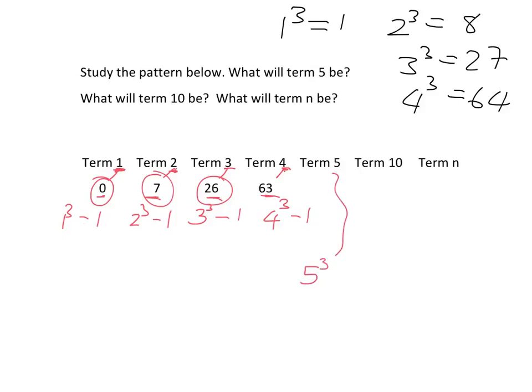So what will term 5 be? We take 5 cubed and we subtract 1. 5 cubed is 125, minus 1 is 124. For term 10, 10 cubed subtract 1. 10 cubed is 1,000. 1,000 minus 1 is equal to 999. And term n will then just be: take any number n, cube it, and subtract 1.